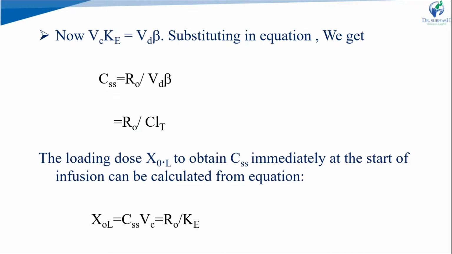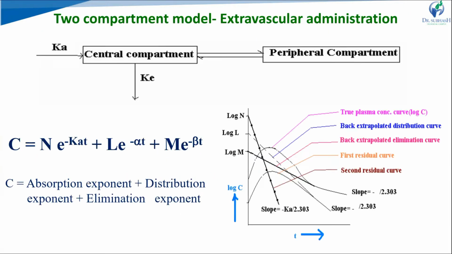And for the loading dose, X0L, to obtain the steady state immediately at the start of the infusion, it can be calculated as X0L is equal to steady state concentration into volume of distribution, that is R0 upon K. So this is for the two compartment open model, IV infusion.